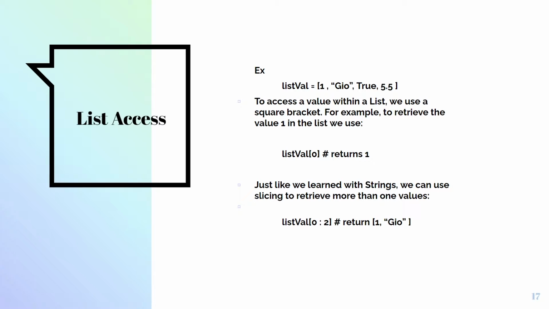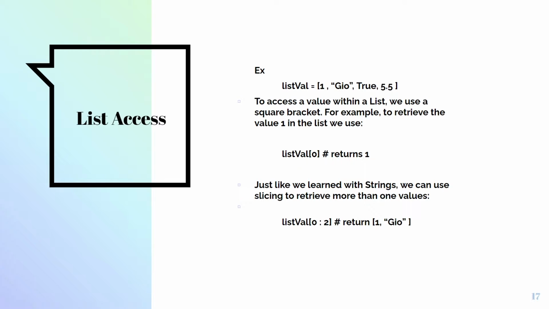And I showed an example of retrieving the number 1, which is just list val, open up the brackets and use 0. It's pretty much using the same logic as a string, where if I wanted to retrieve the last value without actually knowing the length of the list itself, I can use -1. That will retrieve the last value within the list.